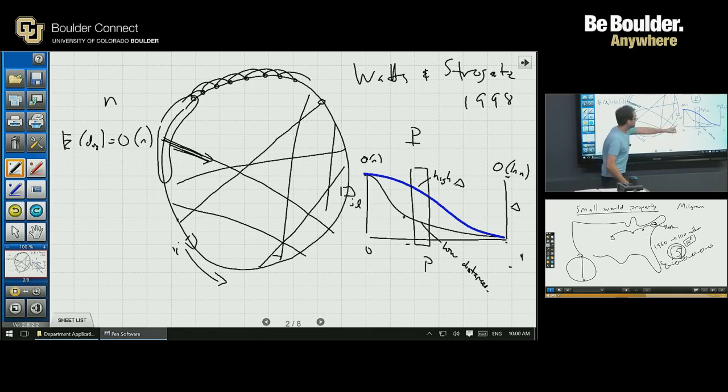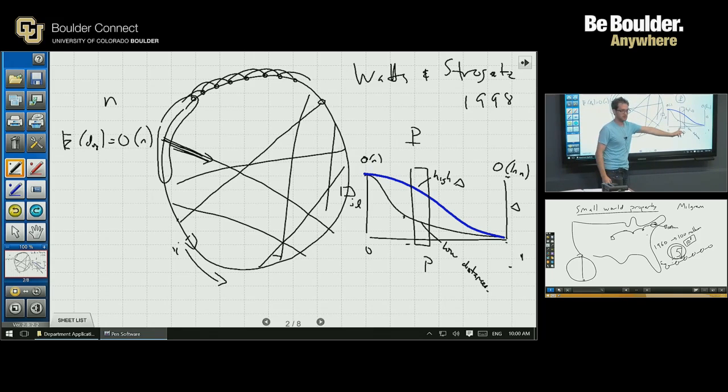If you're in this intermediate regime here, where a small fraction of edges are driving the existence of a property, like the small world effect, for instance, if you happen to miss those in your sampling procedure, you will dramatically misestimate how big the world is.